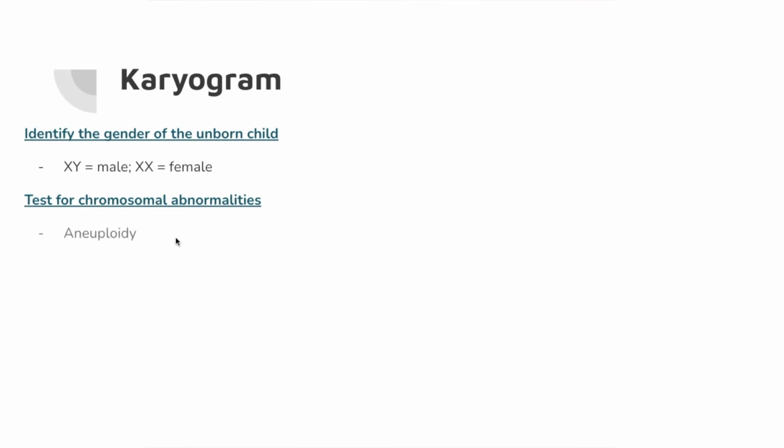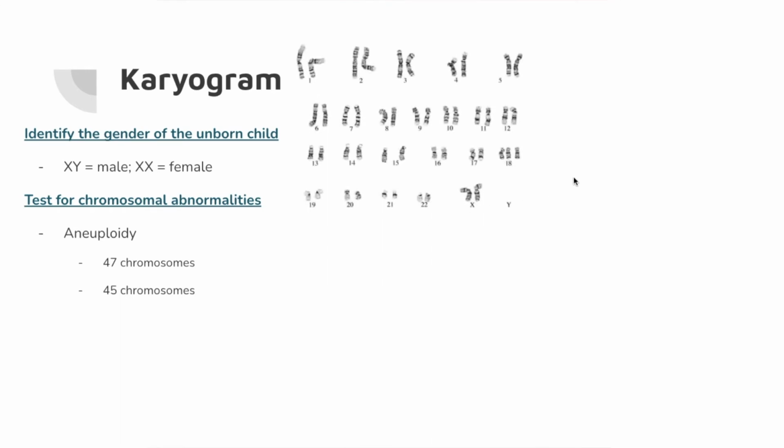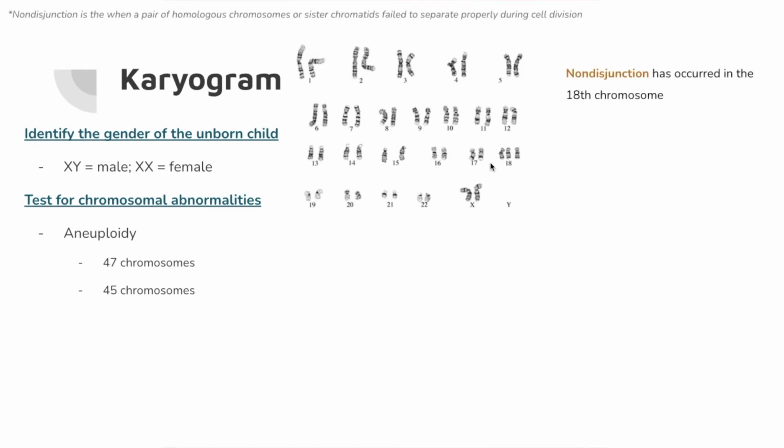One of them is aneuploidy, which is the presence of an abnormal number of chromosomes. Usually in humans, we have 46 chromosomes, while in the case of aneuploidy, we can have 47 chromosomes, 45 chromosomes, and so on. Here's an example. As we can see, there are two X chromosomes which code for a girl, however, there is a non-disjunction that occurs in chromosome 18.